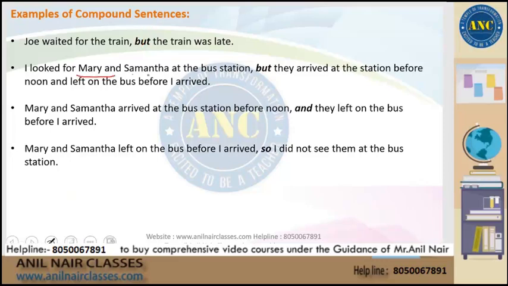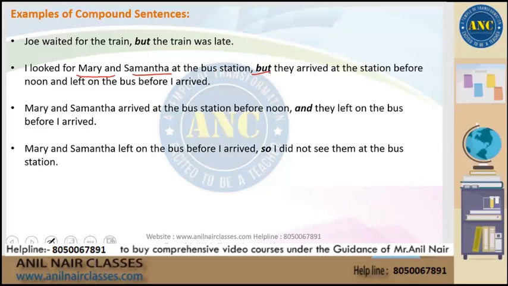I looked for Mary and Samantha at the bus station, but they arrived at the station before noon and left on the bus before I arrived. Even before you went to the station, Mary and Samantha, they came, they took the bus and they left. So here your coordinating conjunction is but.